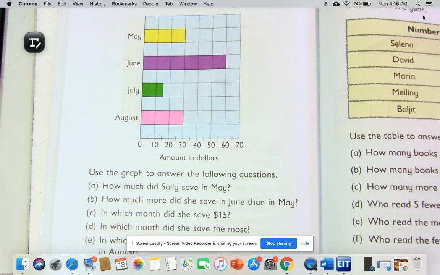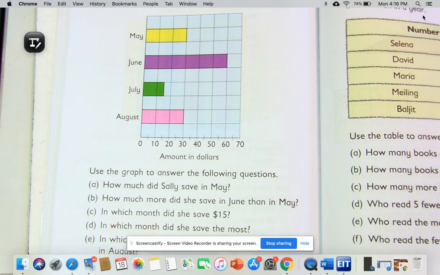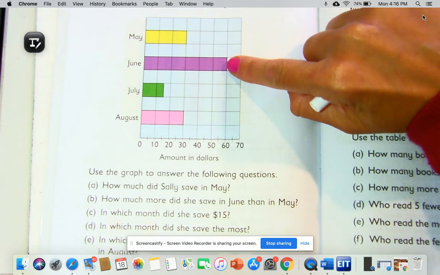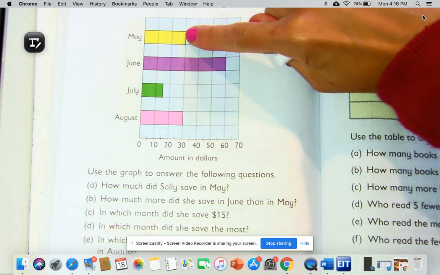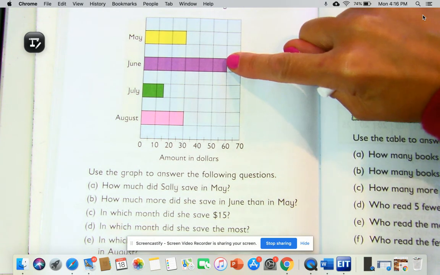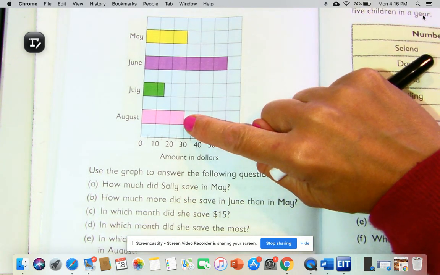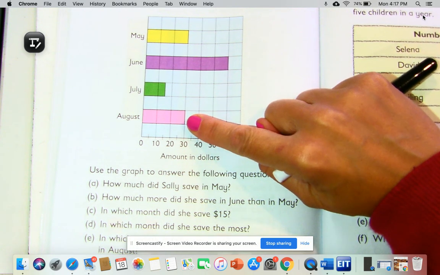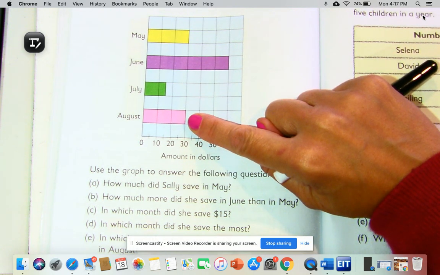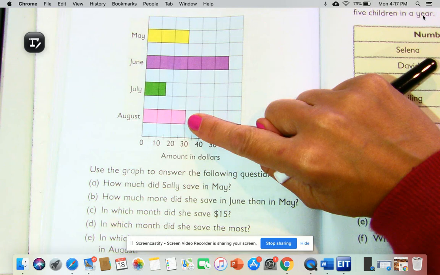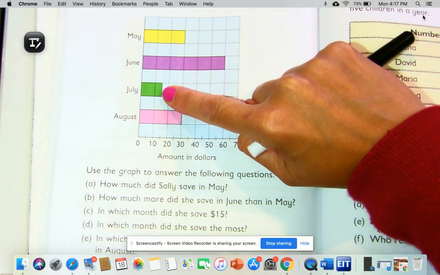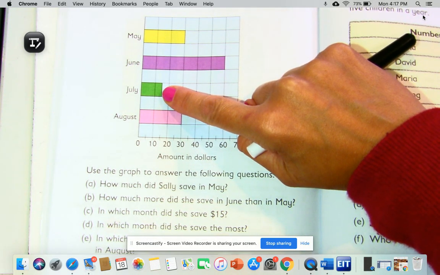All right, it says, how much did she save all together during the 4 months? Ooh, all together, let's see. Well, we know she saved $60 plus $30. That's going to get us up to $90. Let's jump to this one. Plus another 30. Let's see, 90 plus 30. That would be 120 plus 15.